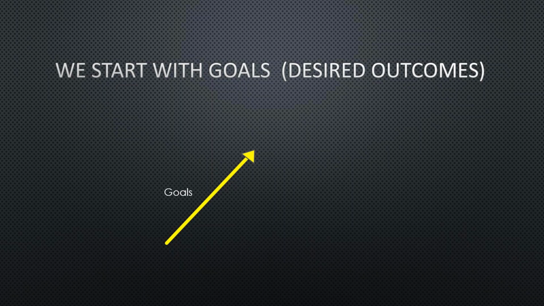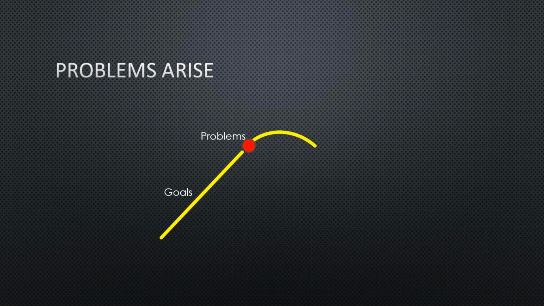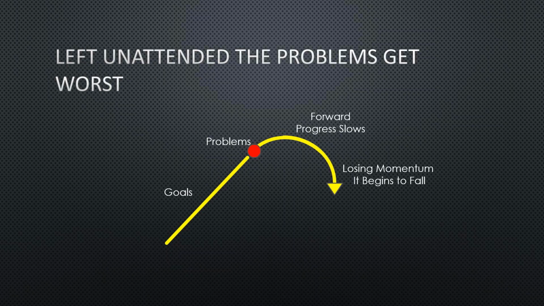But this goal isn't just accomplished by magic, because along the way, a problem arises. Something comes along that was unexpected and stops our process. As we see in the illustration here, not only does it stop the forward momentum, it slows it, and if we just leave it there, we actually start going the wrong direction. Left unattended, it not only impedes the forward movement, we lose momentum totally, and it begins to fall. We can literally lose everything we've just gained.